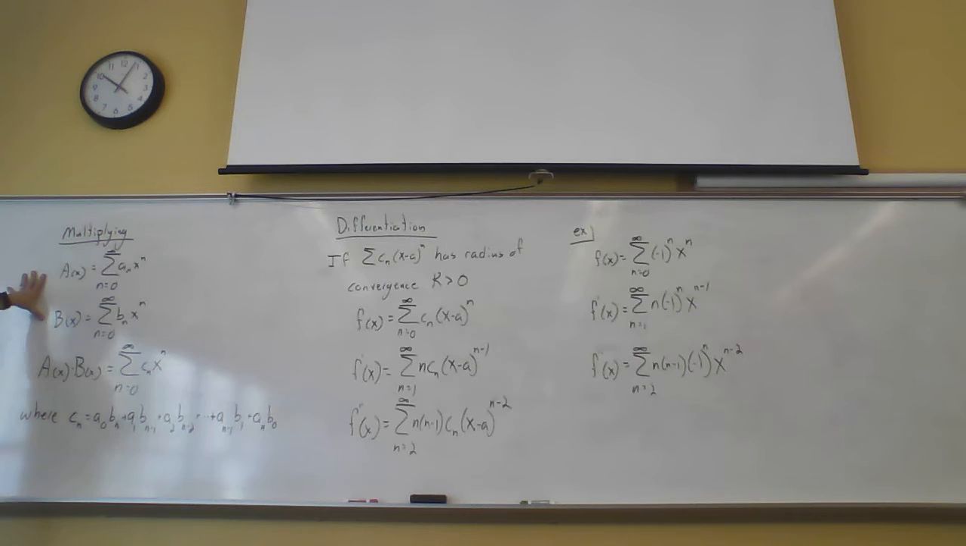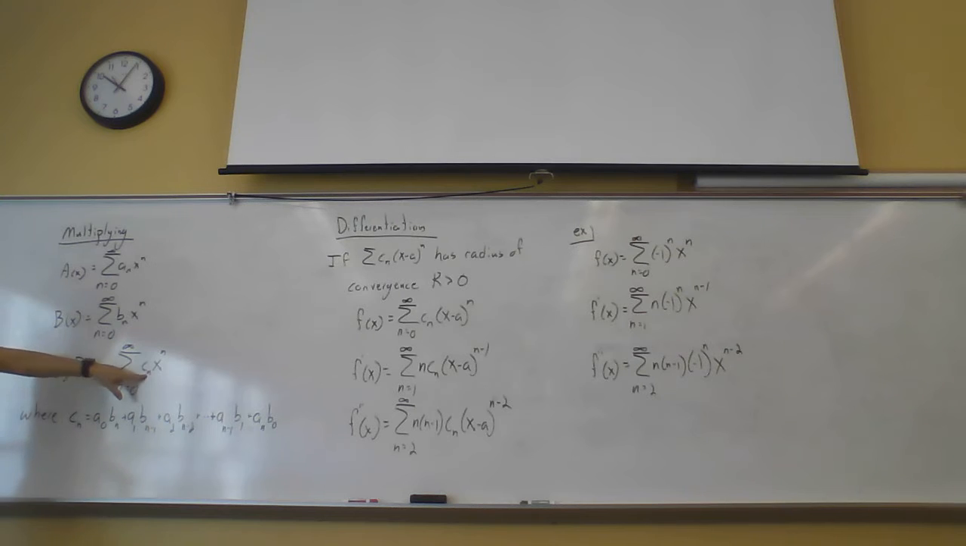Let's talk about multiplying these series together. So if a of x is sum n equals 0 to infinity of a sub n x to the n, and b of x is sum n equals 0 to infinity of b sub n x to the n, a of x times b of x is equal to sum n equals 0 to infinity of c sub n x to the n. Importantly, this is going to converge in the same place as these two did. These have to have the same radius of convergence. So this will have the same radius of convergence that those two did.